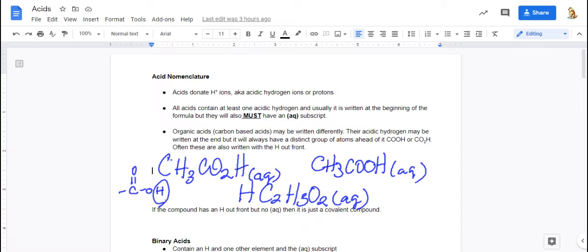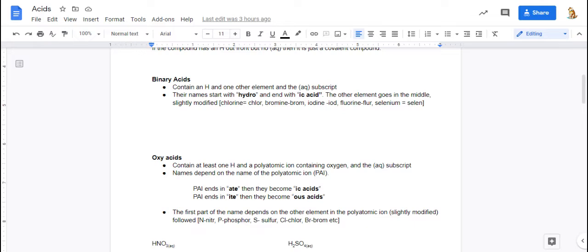If the compound has an H out front but no AQ, then it's just a covalent compound. So if you see HCl, that is hydrogen chloride or hydrogen monochloride. If you see HCl AQ, then it's an acid. Then it's hydrochloric acid. So no AQ, no acid.